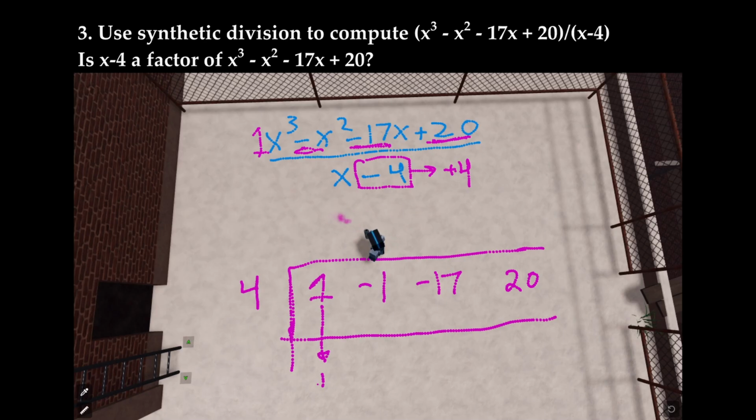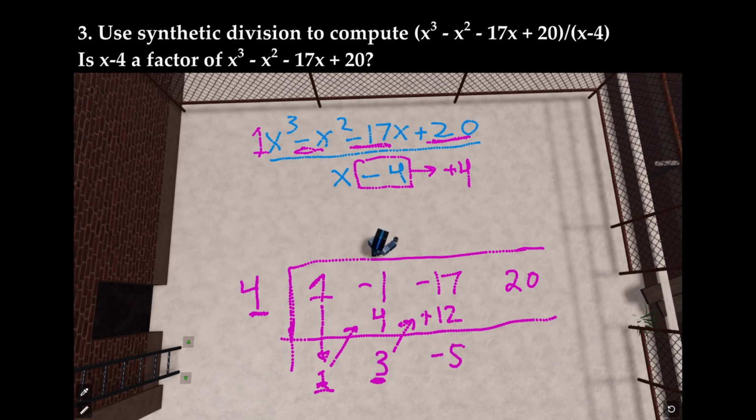And then now you multiply and add. So do 4 times 1. 4 times 1 is just going to be 4. Now do minus 1 plus 4. You add these numbers. So minus 1 plus 4 is positive 3. Now do 4 times 3. 4 times 3 is just 12. Now do minus 17 plus 12. If you do that, you should get minus 5.